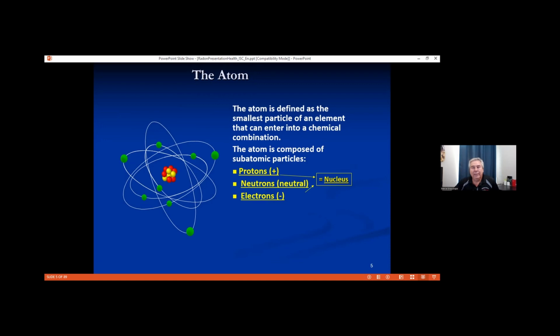Typically, in an atom, we have an equivalent amount of protons and electrons, so the charges balance out. We have so many protons and an equal number of electrons, so the positive and negative charges balance out, and overall the atom has a neutral charge, or no charge at all. In most cases, we have more neutrons than protons. We'll see that in the next couple of slides.